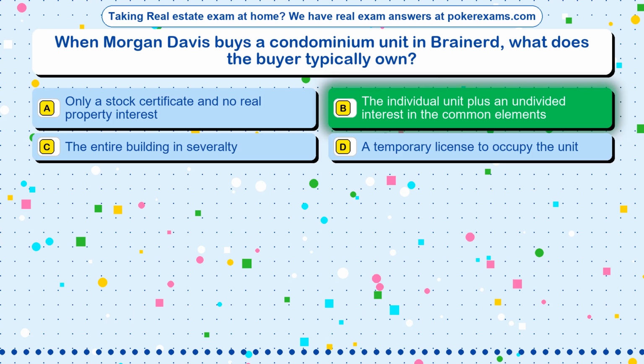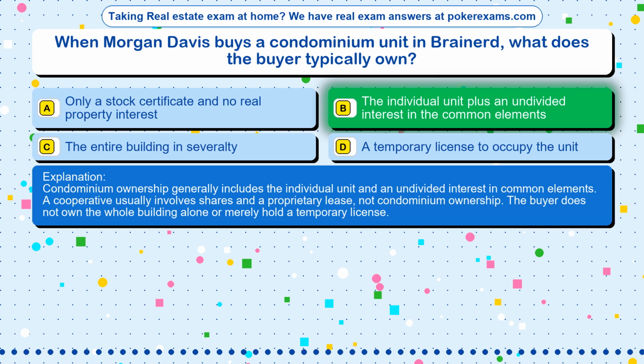The correct answer is option B, the individual unit plus an undivided interest in the common elements. Condominium ownership generally includes the individual unit and an undivided interest in common elements. A cooperative usually involves shares and a proprietary lease, not condominium ownership. The buyer does not own the whole building alone or merely hold a temporary license.